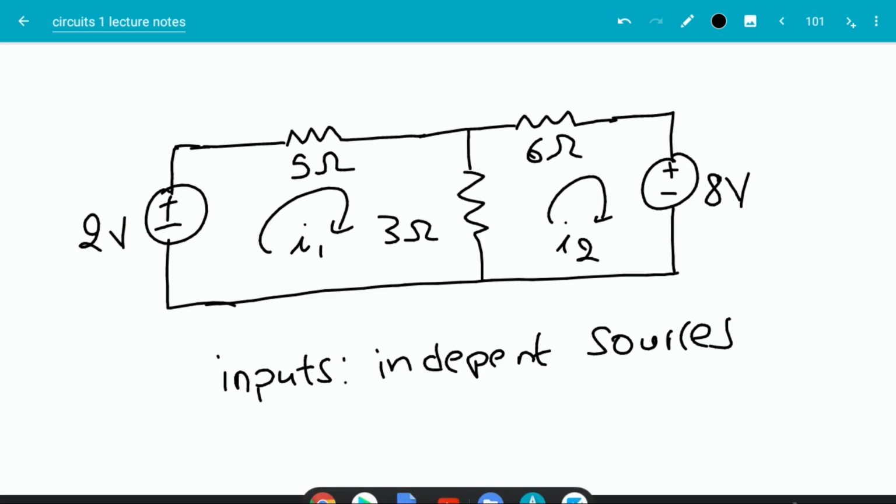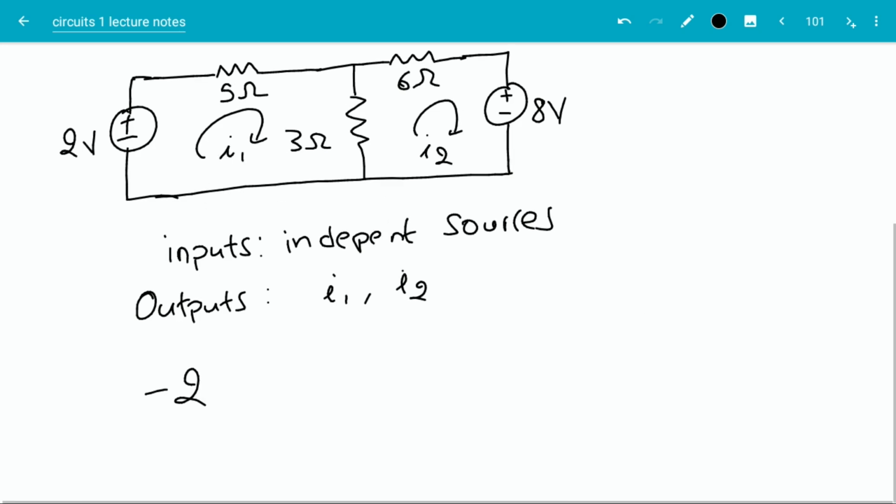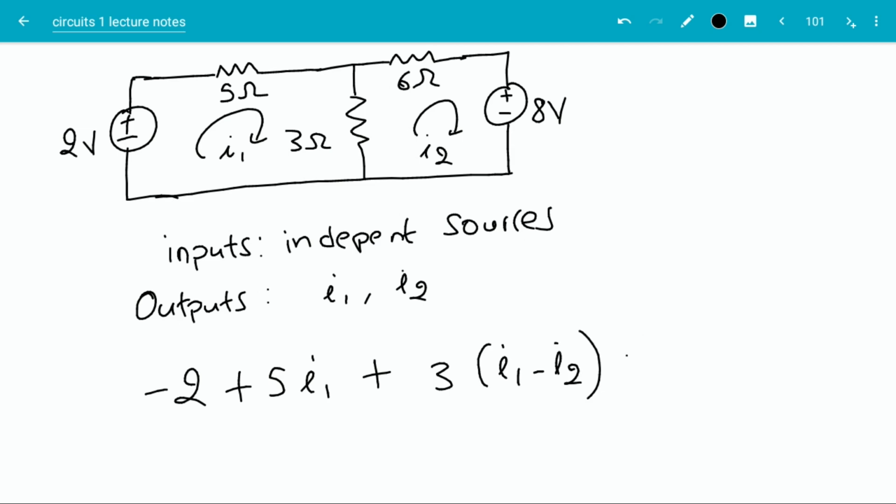For this circuit, I will consider the two independent sources as the inputs and the two loop currents as the outputs of the circuit. The KVL equation on the left-hand loop would be -2 is the voltage drop as I go up, plus 5 times I1 is the voltage drop from left to right across a 5 ohm resistor, plus 3 times (I1 minus I2) is the voltage drop across a 3 ohm resistor from top to bottom, and that should be equal to 0. Note that the branch current across the 3 ohms from top to bottom should be equal to I1 minus I2.